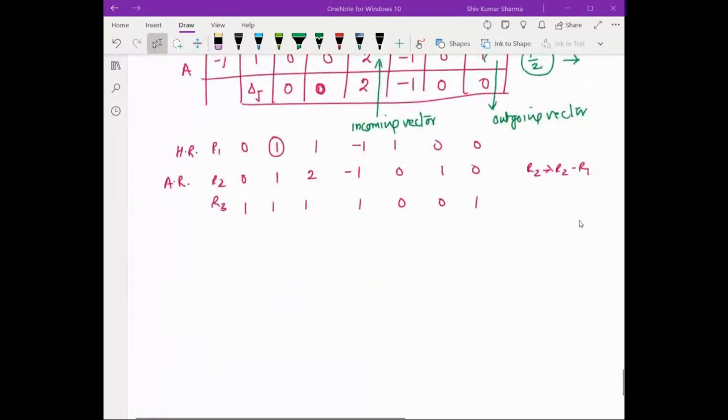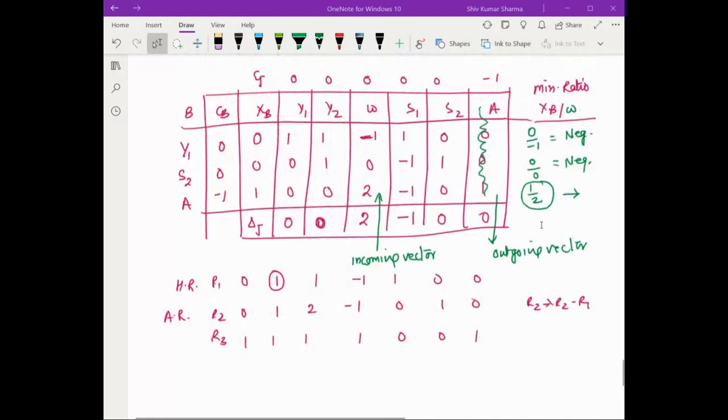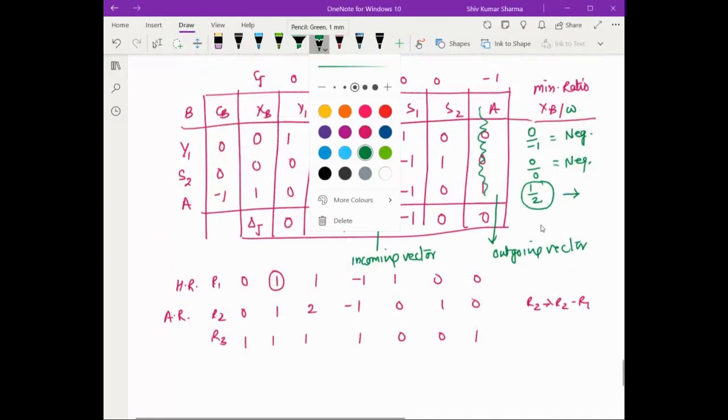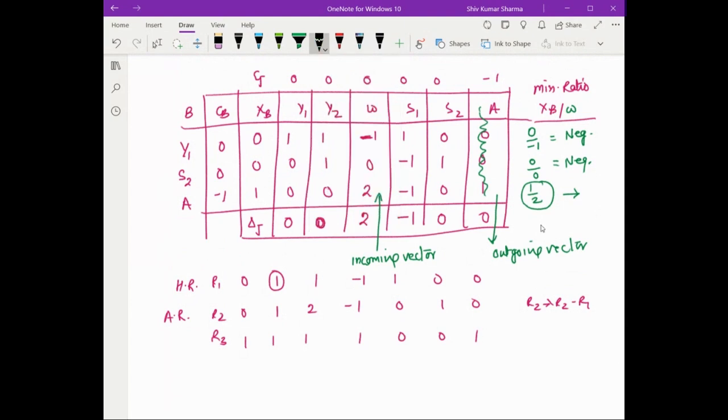That means next we find the pivot element. Which element is our pivot element? We see that this is incoming, this is outgoing, and this element 2 is the pivot element. Same, we make this element unity and the other elements of this column 0. So second, this is also 0, then we make this -1 also 0.